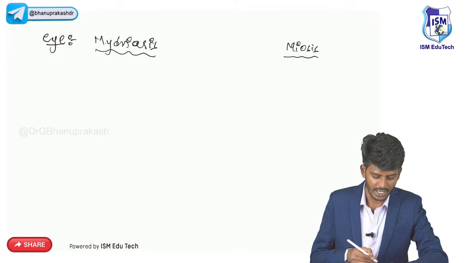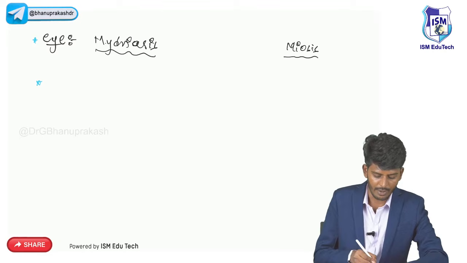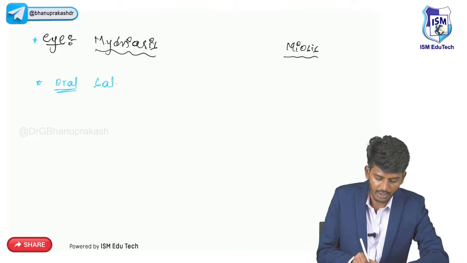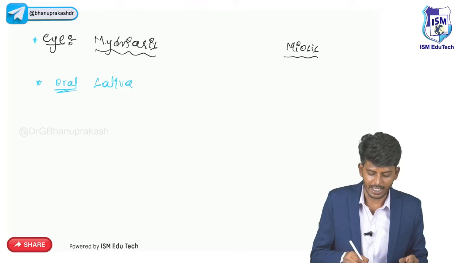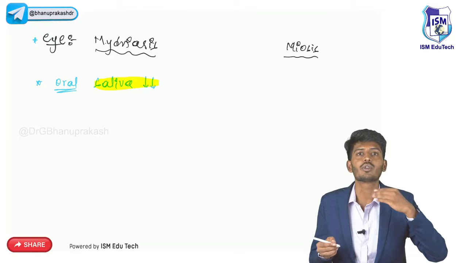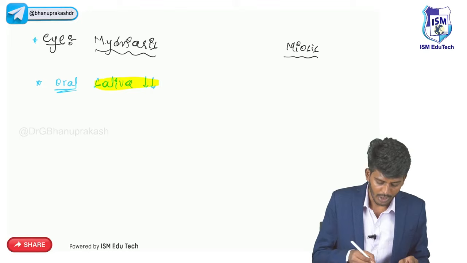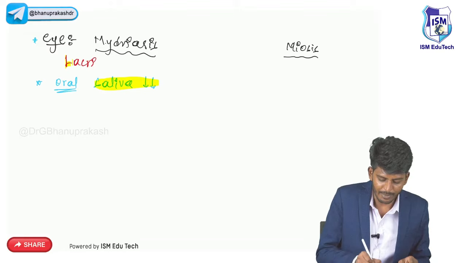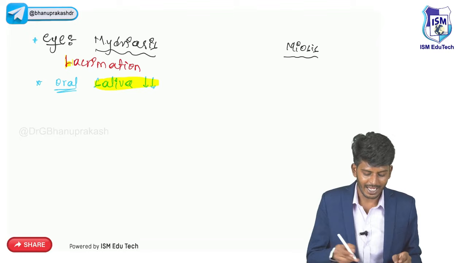Let's go to the oral cavity. In the oral cavity, guys, you need to understand saliva. When you are running, first the sympathetic is active and salivation will be decreased. In the same way, in the eye there is one secretion called lacrimation. Let's look at lacrimation together. Lacrimation is nothing but the tear film. So lacrimation will be decreased.